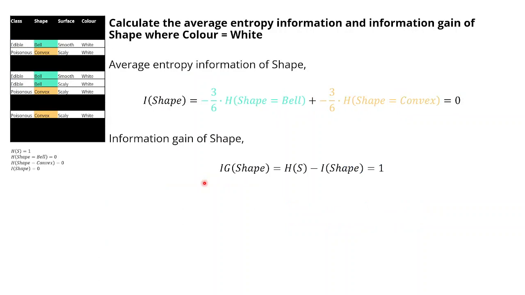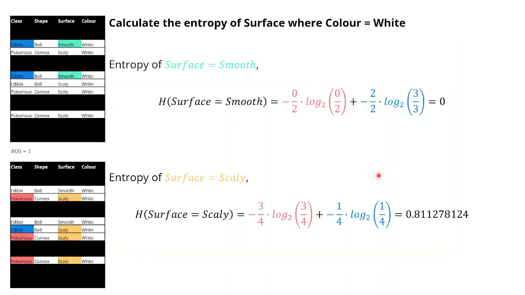So next, we calculate the average entropy of shape. So ang average entropy niya is 0. Okay. Next, we calculate the information gain of shape. It is 1. Next, calculate the information gain of surface.